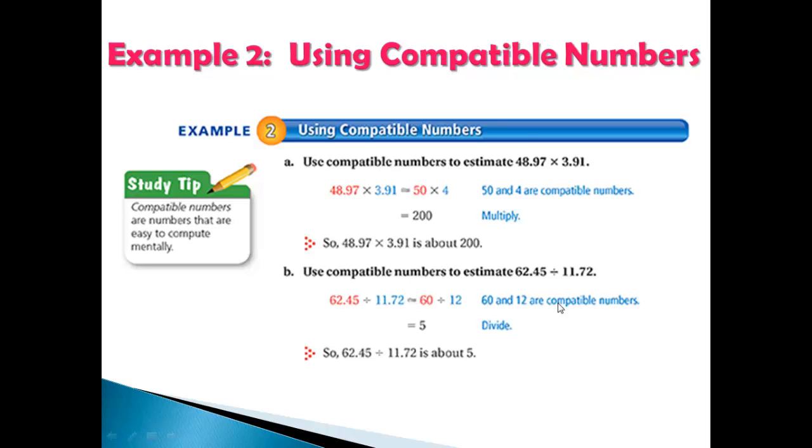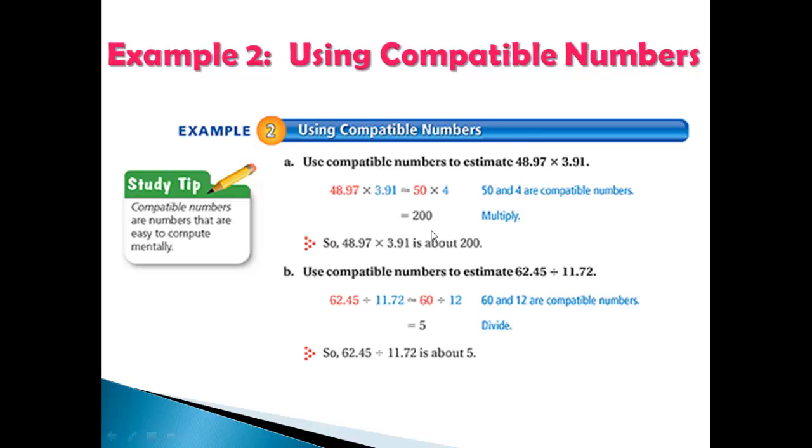So for A, use compatible numbers to estimate 48 and 97/100 times 3 and 91/100. When we're looking at this, we're not necessarily rounding to the nearest whole number. We're going to round so it's easy for us to multiply these two numbers. So 48 and 97/100 could be rounded to 50, and 3 and 91/100 could be rounded to 4. And then we can mentally do 50 times 4 and get 200.